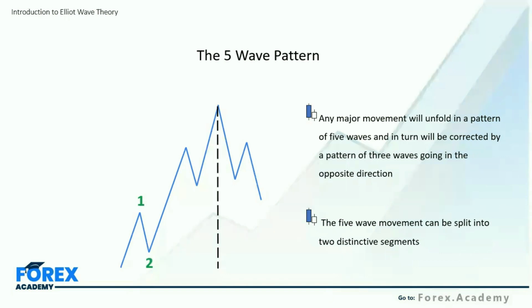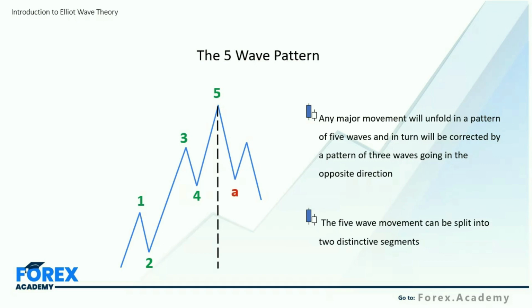You can see it then pulls back to 2, it moves higher to 3, it then pulls back again to number 4, and then this market seems to peak at the 5th wave, which is the 5th impulse pushing prices higher. And then look at what happens, because the 5-wave movement can be split into 2 distinctive segments, and we'll look at each segment very, very carefully.